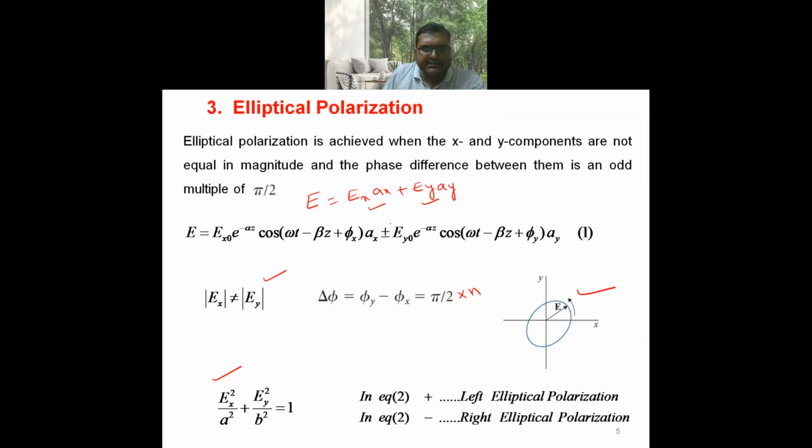Once again, the middle symbol is very important. If it is plus symbol, then it is left elliptical polarization. If the middle symbol is minus, then it is right elliptical polarization. A very small difference between circular polarization and elliptical polarization is, in circular polarization the magnitudes are equal, but in case of elliptical polarization the magnitudes are not equal. In both the cases the electric field has two components, one along x and the other along y.